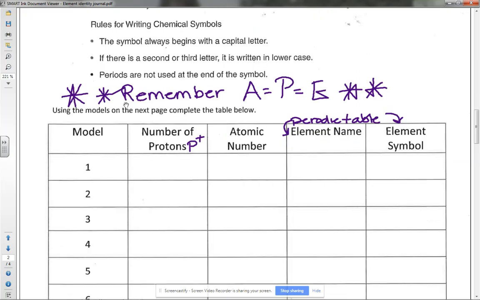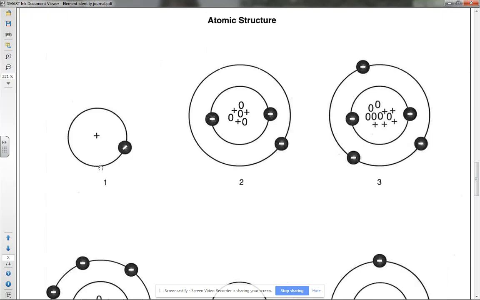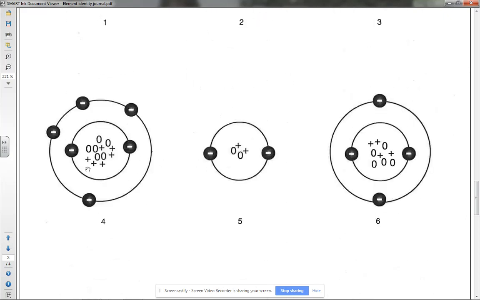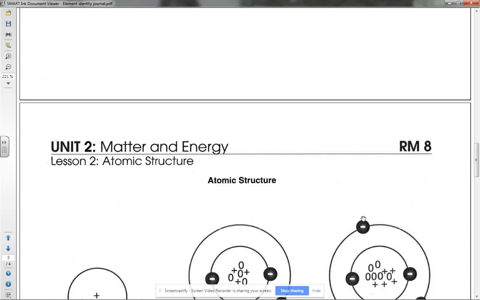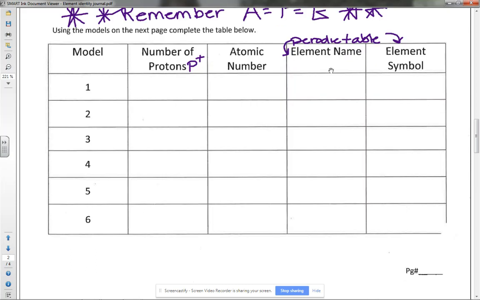I want you to use the models on the next page to complete the table. So right here, these are the models. This is model 1, this is model 2, this is model 3, this is 4, this is 5, and this is 6. So use these models and fill in this chart. You are going to need your periodic table. You need to look on the periodic table for the element name and the element symbol. Pause the video now until everyone is done. Your substitute teacher has the answers and we'll go over to make sure everybody is correct when everyone is done.